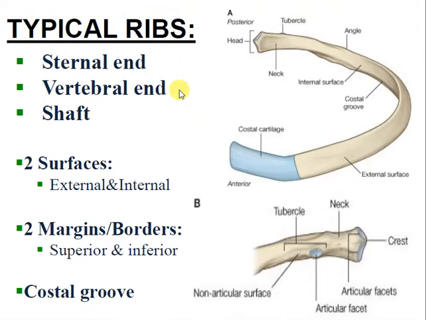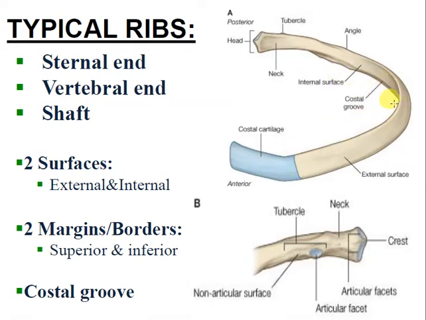In the typical ribs, as you can see, the head has two articular surfaces, the superior and the inferior one. Then you have articular facets at the tubercle: the tubercle has an articular surface and a non-articular surface. Here is the neck. Then this is how the body of our typical rib is seen.